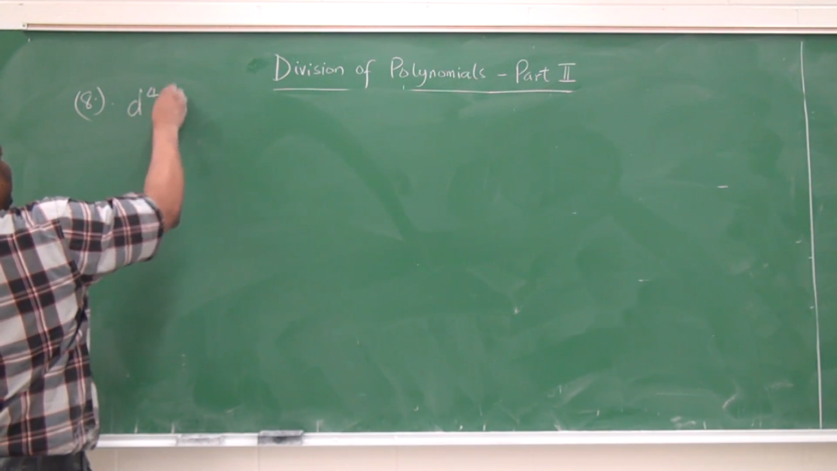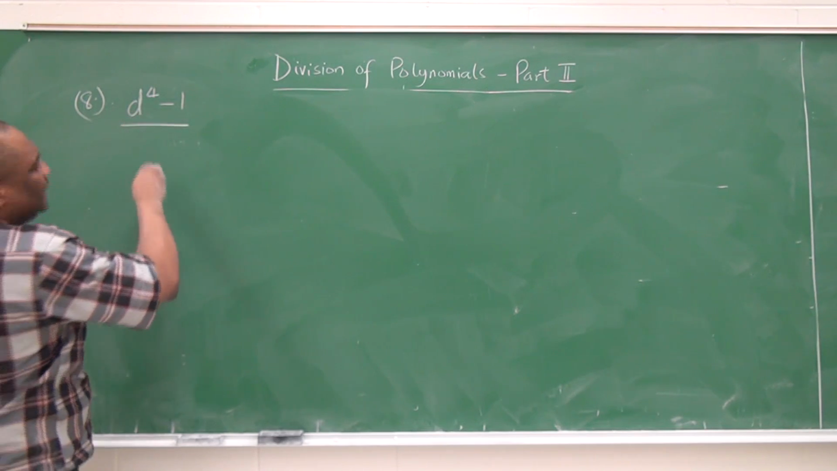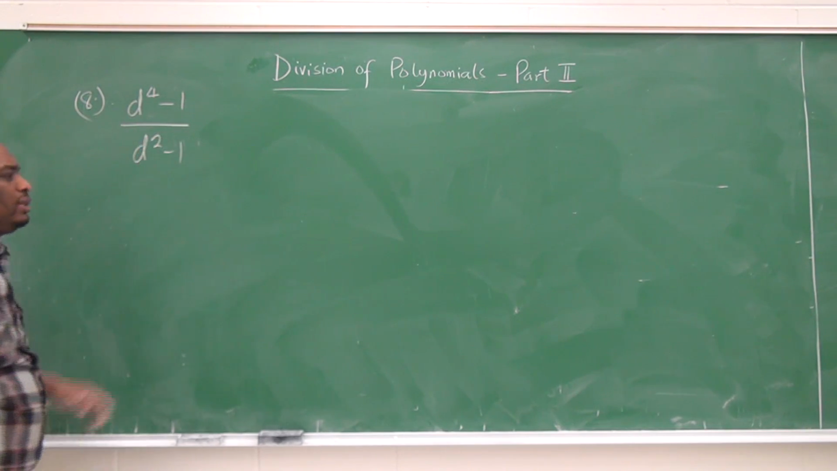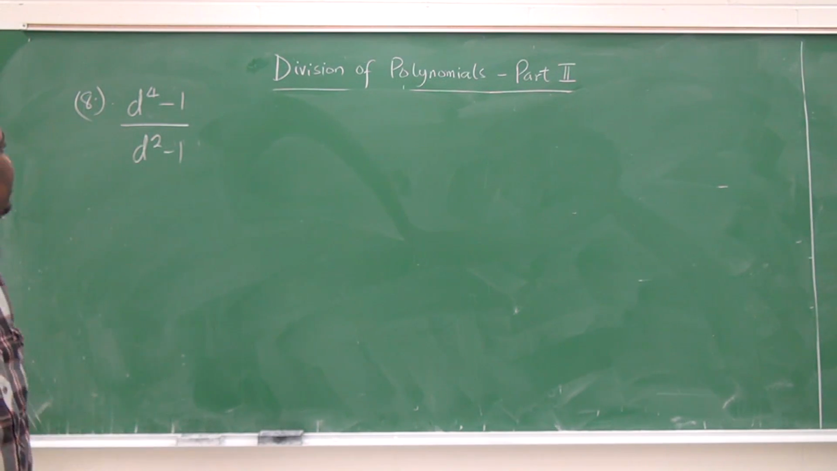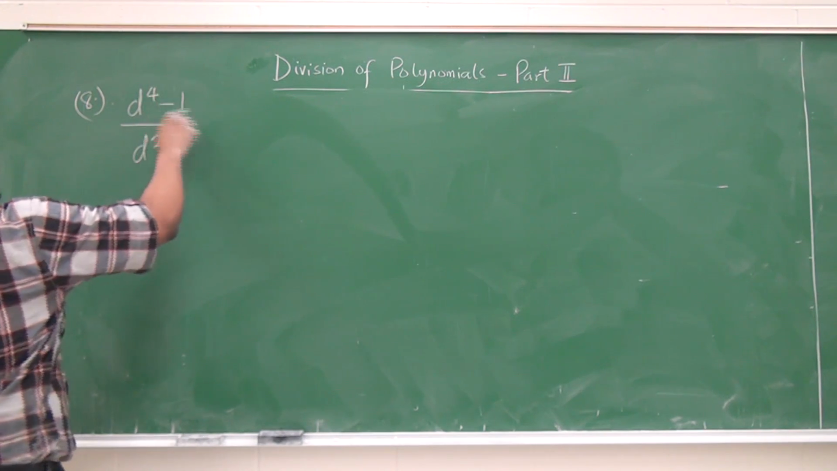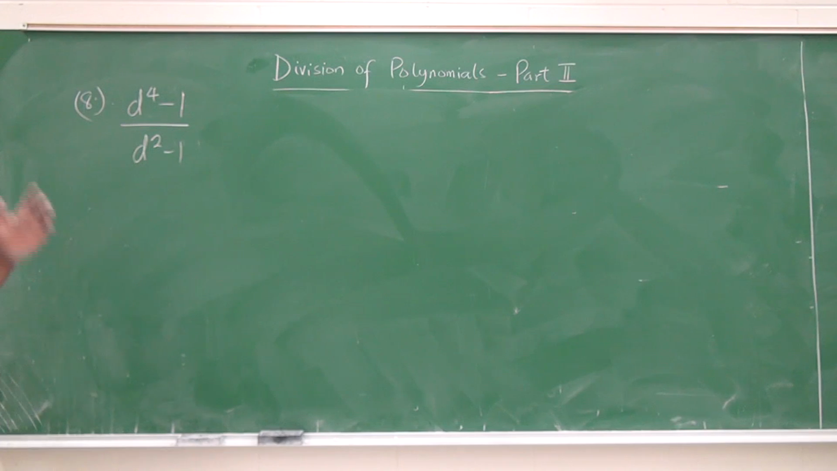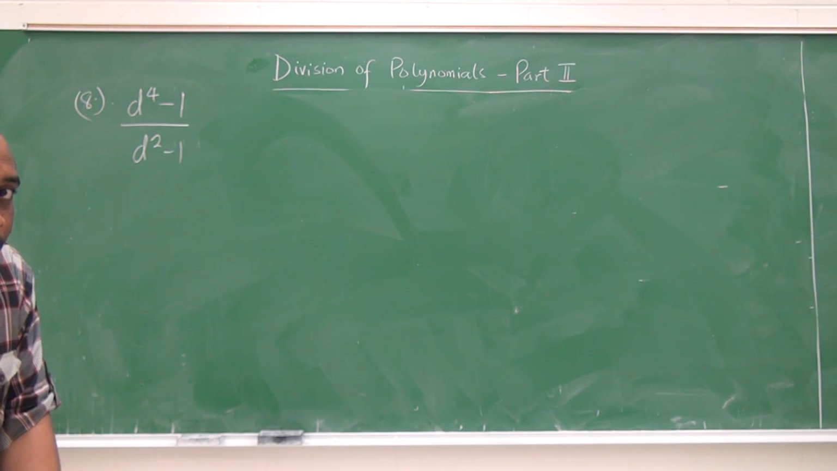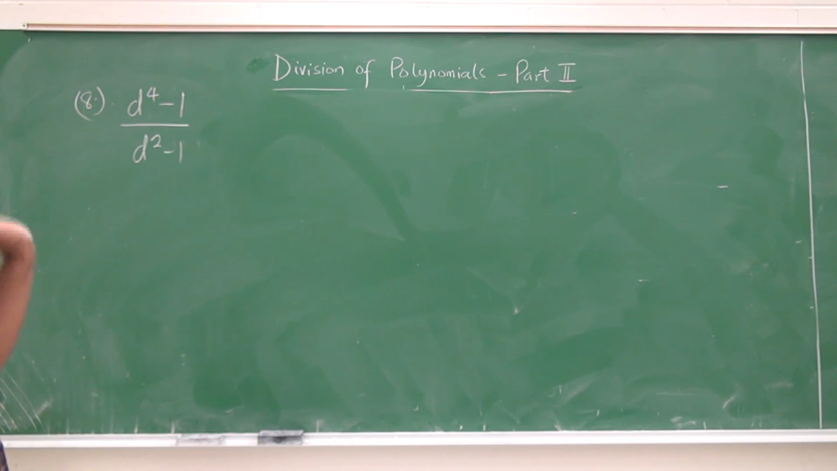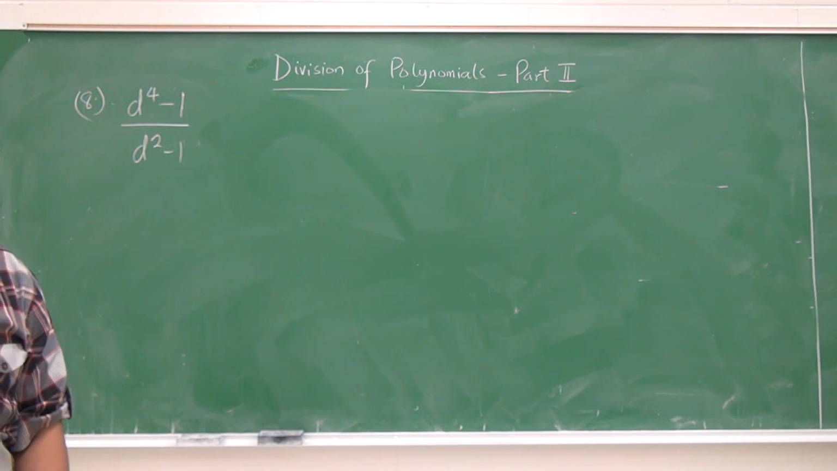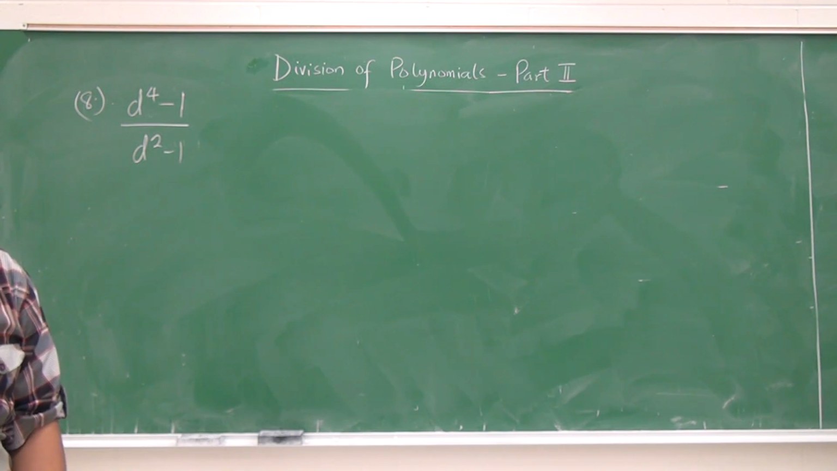D to the 4 minus 1 over D squared minus 1. You see, I'm giving all the varieties that you can get. So in this case, the dividend is incomplete. The divisor is incomplete. This is the first case we are doing of this type. The dividend is incomplete, the divisor is incomplete. And this will bring us to now having a divisor that is a trinomial.